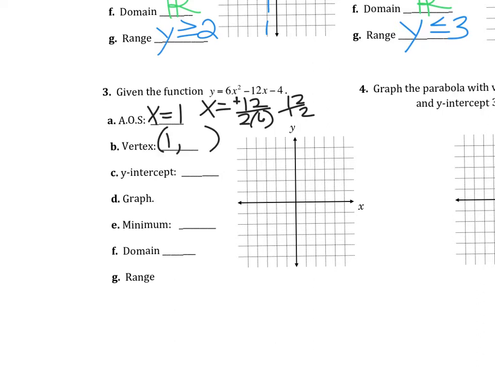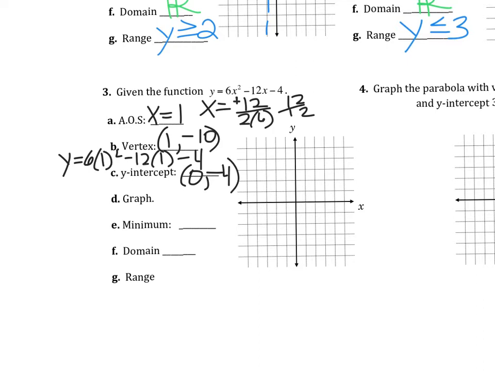And you might have been alarmed here because you thought, oh, she didn't give us a good enough graph. And you're right, she didn't. And she is me. All right, so we get 6 times 1 squared minus 12 times 1 minus 4. So 6 minus 12 is negative 6, minus 4 is negative 10. And then the y-intercept is at (0, -4).